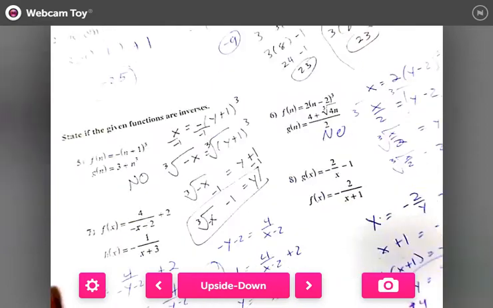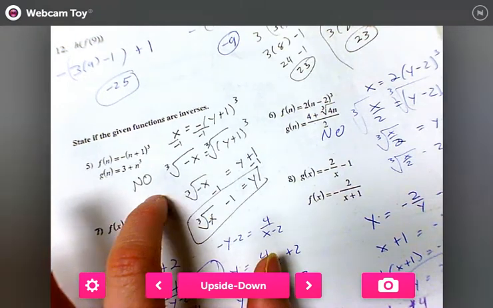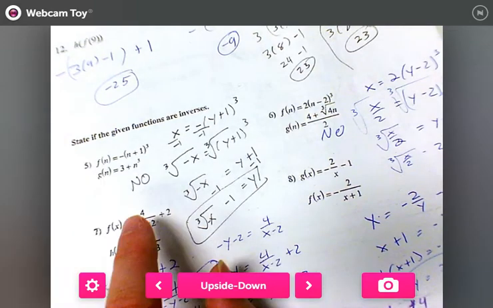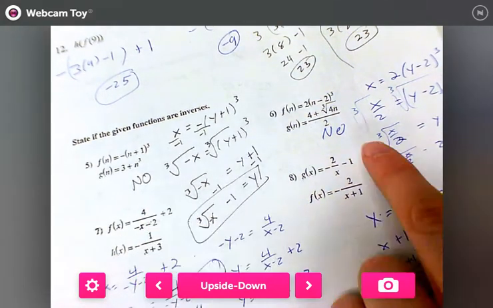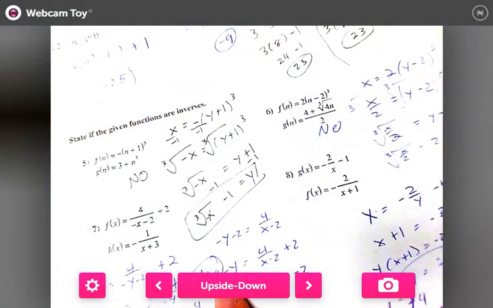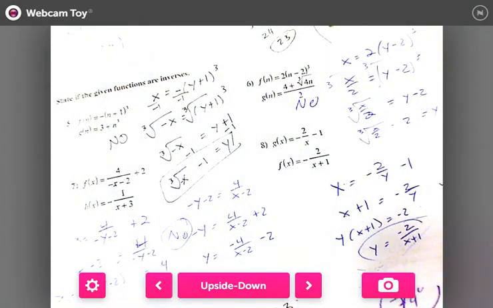Hold on. Let's do the bottom. Number 5. This is not difficult. Number 5 is no, they are not. Please stop talking. I'm in the middle of recording this. We're working on this right now. Number 5 is no, it's not an inverse. 6 is no, it's not an inverse. 7 is no, it's not an inverse. And 8 is yes, it is an inverse.